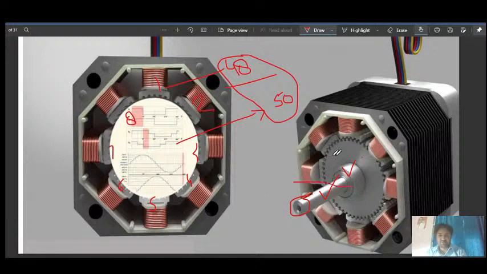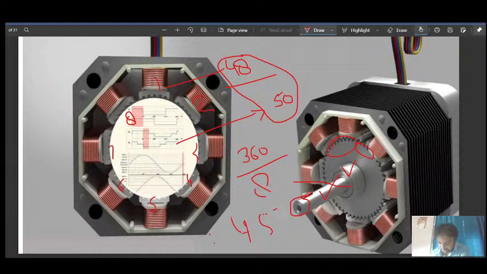Otherwise, if we are not using this kind of gear mechanism, as you can see, in one step we will get 360 by 8, because as you can see, 8 poles are here. So 360 by 8, that becomes again how much? 45 degree.